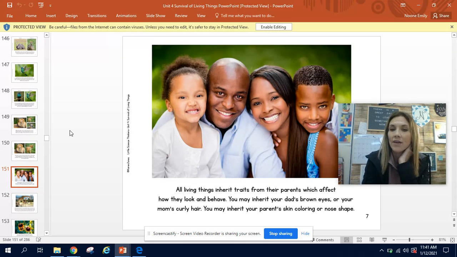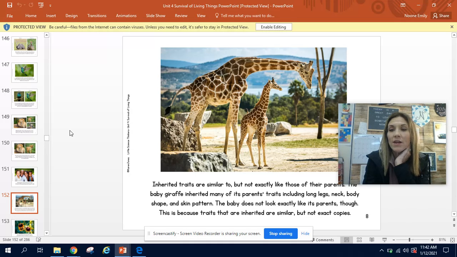All living things inherit traits from their parents, which affect how they look and behave. You may inherit your dad's brown eyes or your mom's curly hair. You may inherit your parents' skin color, or even the shape of your nose comes from your parents. Inherited traits are not exactly like their parents, they're similar. The baby giraffe inherited many traits from the parents. He got the long legs, the long neck, the body shape, and the pattern on his skin, but he doesn't look exactly like his parents. That's because inherited traits are similar, but they're not exact copies.